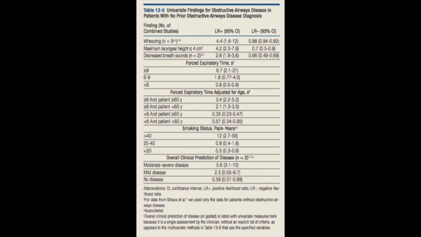Again, we see the impact that a history of smoking with greater than 40 pack years having a positive likelihood ratio of 12 and less than 20 pack years having a positive likelihood ratio of 0.5, playing a big part in the diagnosis of COPD in a patient who doesn't already carry that diagnosis.